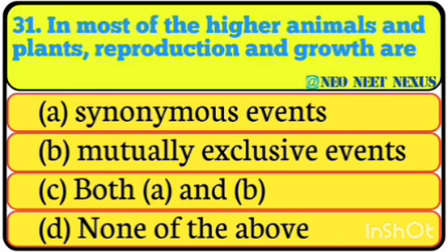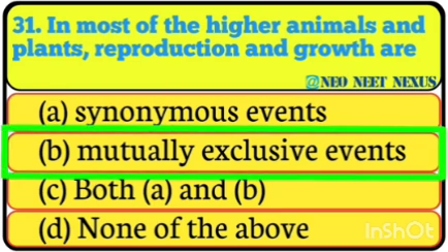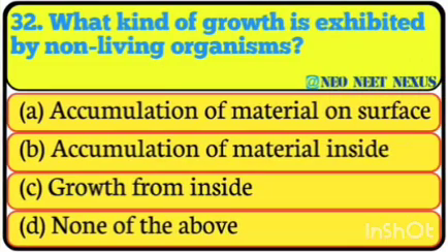Next, in most of the higher animals and plants, reproduction and growth are A. Synonymous events, B. Mutually exclusive events, C. Both A and B, D. None of the above. Correct answer is option B. Mutually exclusive events.